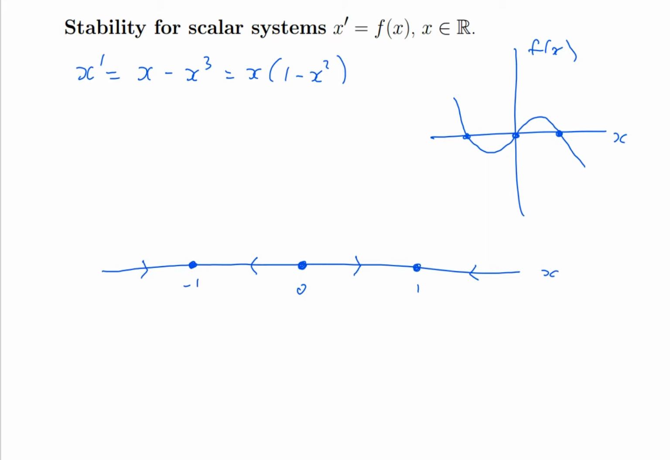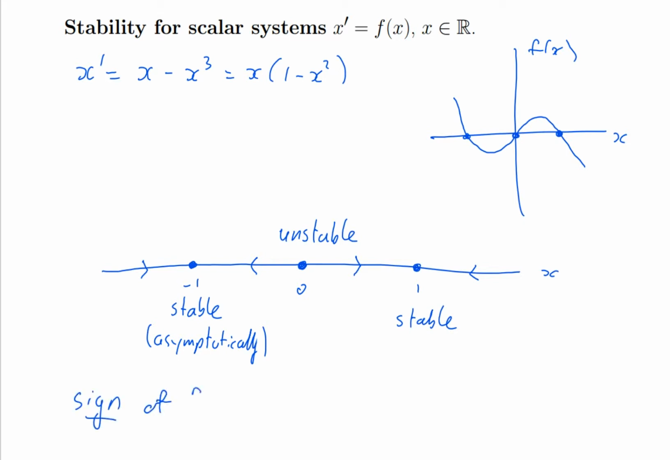So now, if I combine this phase portrait that I've drawn with the definition of stability on the previous page, I see that this one is stable, and indeed it's asymptotically stable. This one is unstable. No matter how close I start to 0, I will always move away, and this one is asymptotically stable. So I see that it's the sign of f of x that determines whether I'm moving left or right and whether I'm stable or unstable.